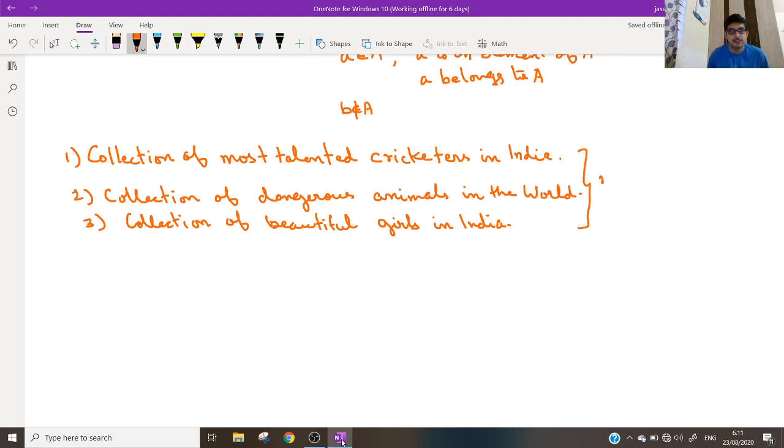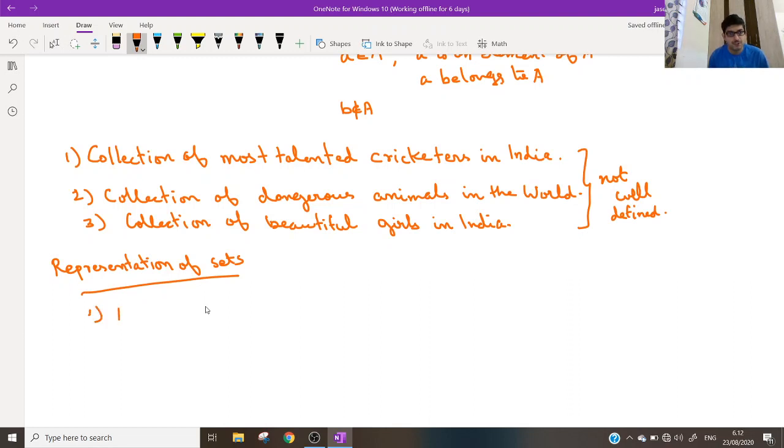So these collections are not well defined, so these are examples of collections which are not sets. Now, to represent a set, that is, representation of sets. There are two ways to represent a set.